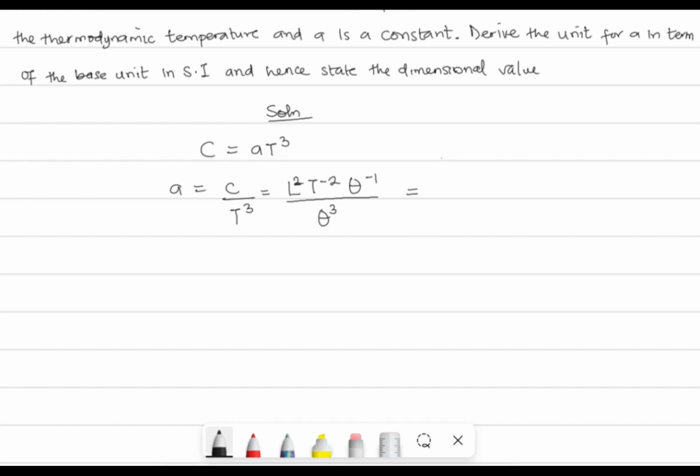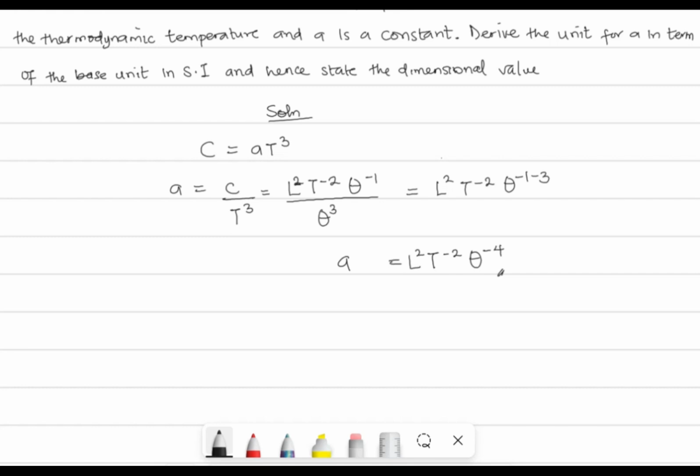Eventually, the dimension becomes L² T⁻² θ⁻¹ and then θ⁻³. So this gives us L² T⁻² θ⁻⁴. This is the dimension for A. And from this, we can get the SI unit.